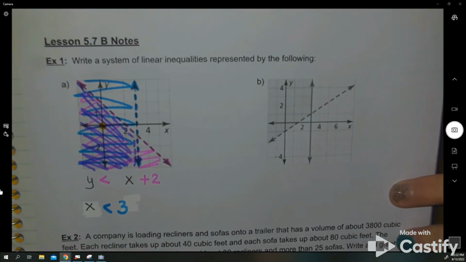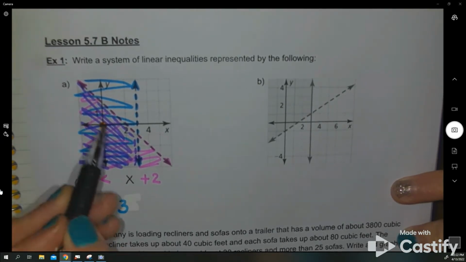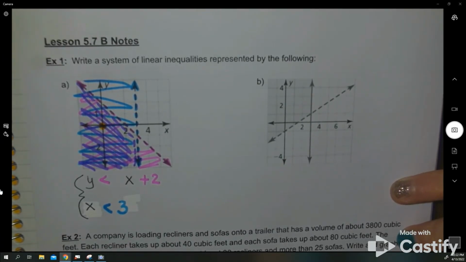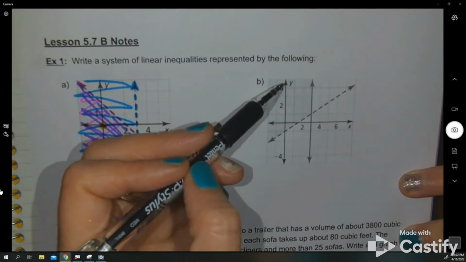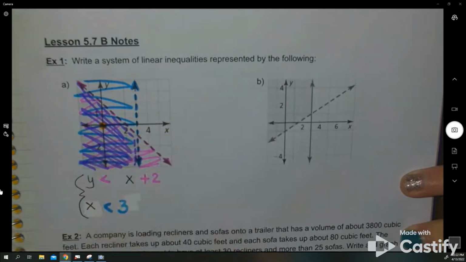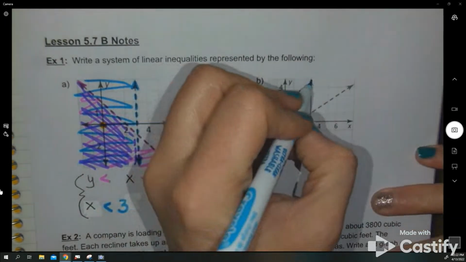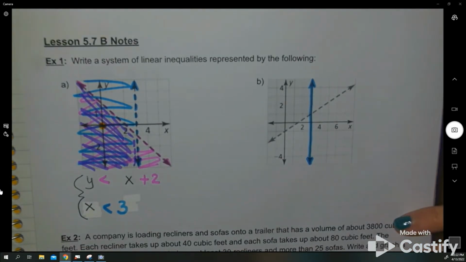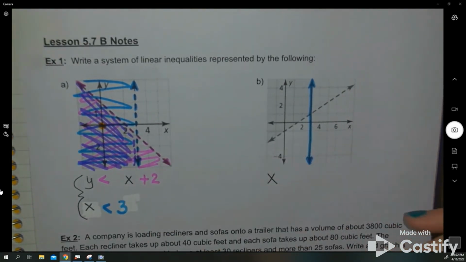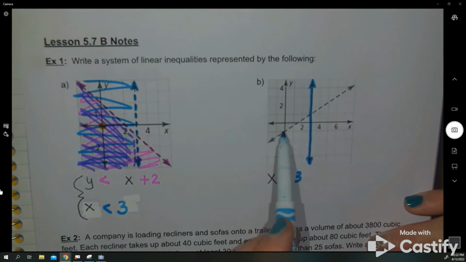So here's our system. y is less than x plus 2, x is less than 3. Together, they make this purple solution set. Looking at B, we have our y-axis here, but notice we do have a vertical line. This vertical line, if we had an equation, would start x equals, but in this instance it's an inequality. So we've got x going through the point 3.